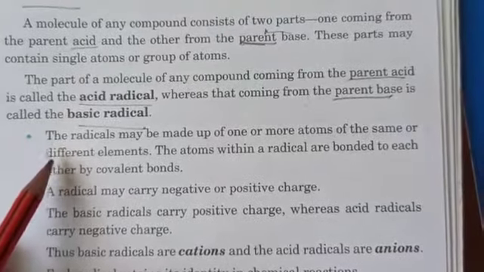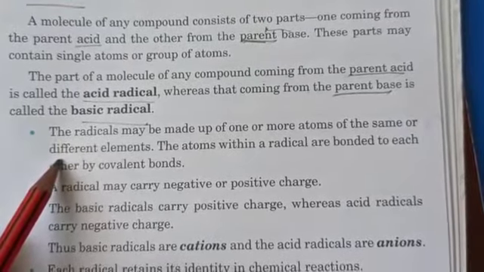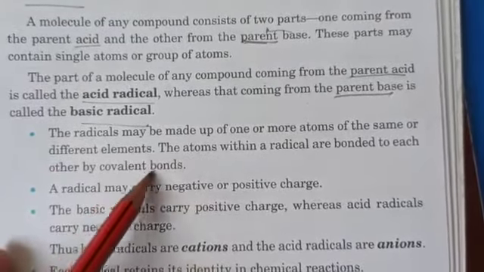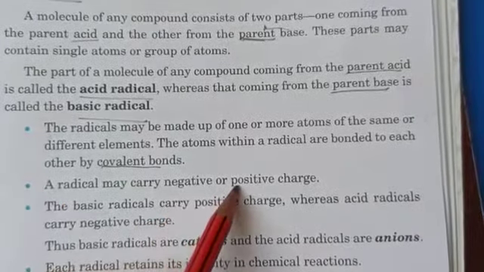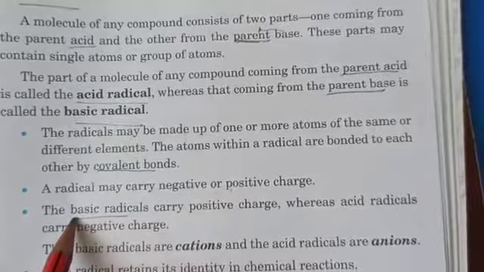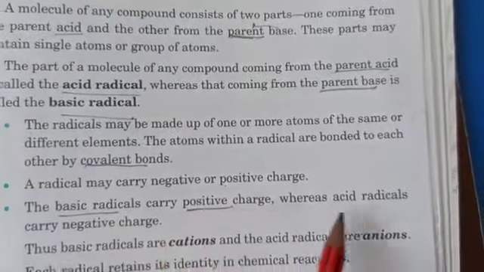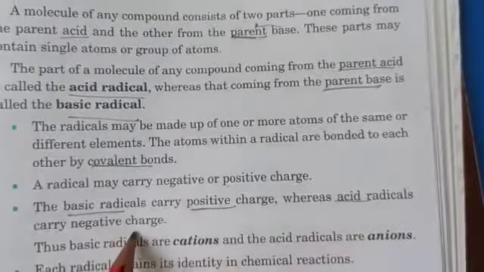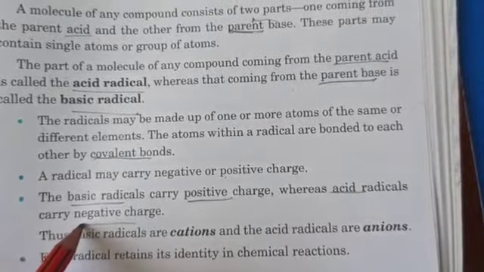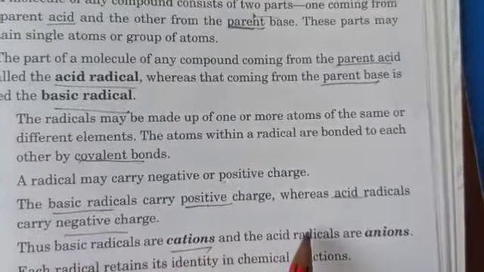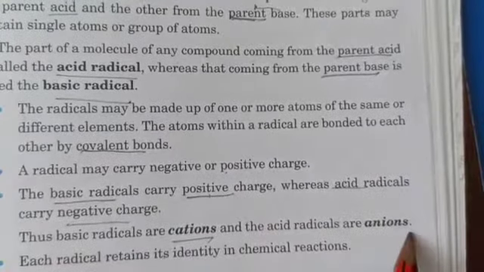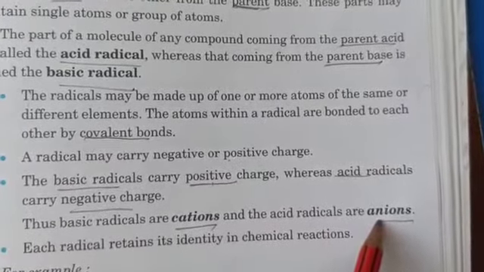Radical may be made up of one or more atoms of same or different elements. They are bonded to each other by covalent bond. It may carry positive or negative charge. Mainly जो basic radical है, they have positive charge. जो acid radical है, they have negative charge. So because basic radicals have positive charge, they are called cations. Acid radicals have negative charge, so they are called anions. Clear?